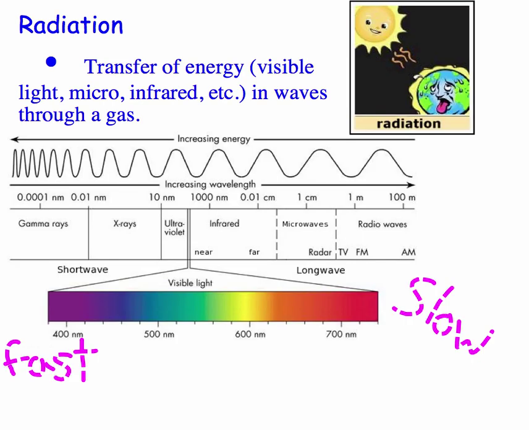And then radiation. Transfer of energy, it can be visible light, it can be micro, infrared. You'll get familiar with these throughout the year, but they travel in waves. They can travel actually through empty space, and some of these can actually travel through matter. Most importantly, they travel as waves.